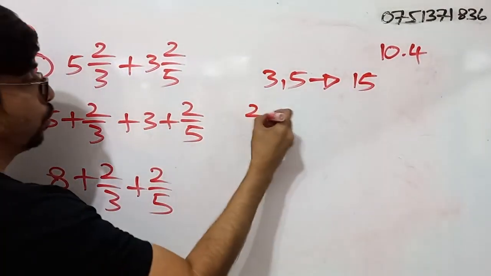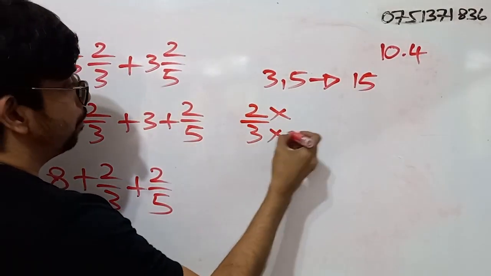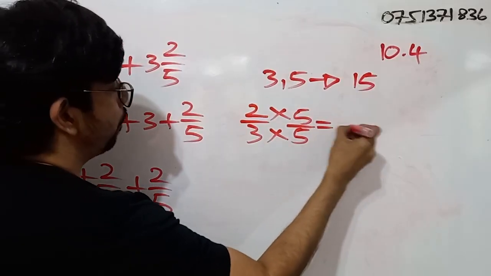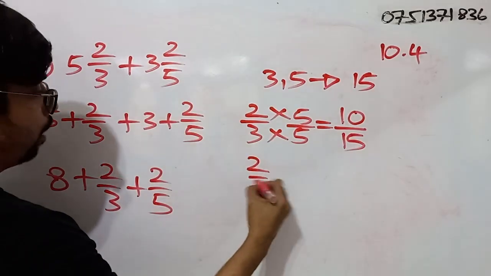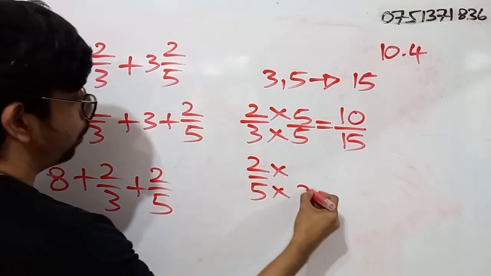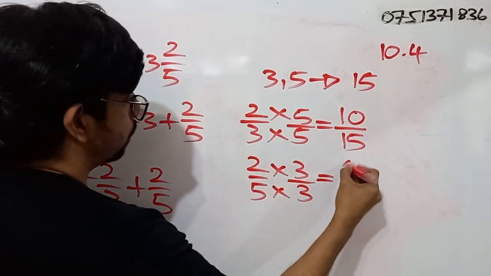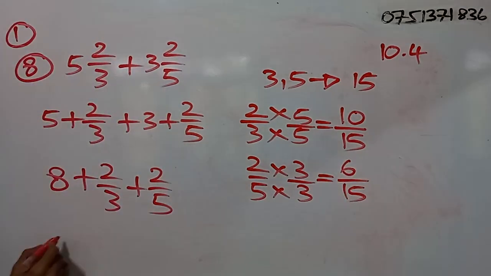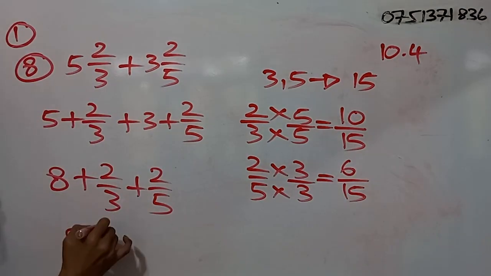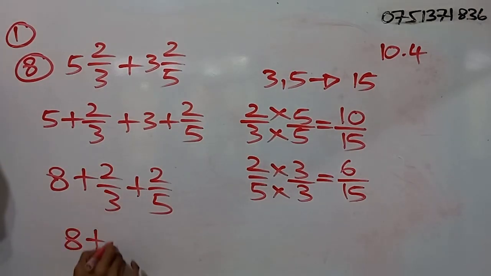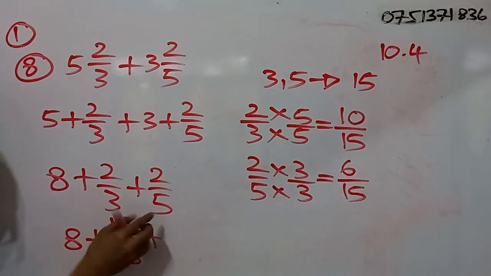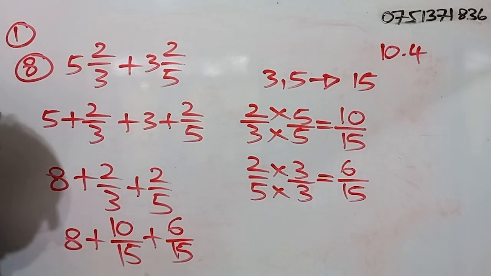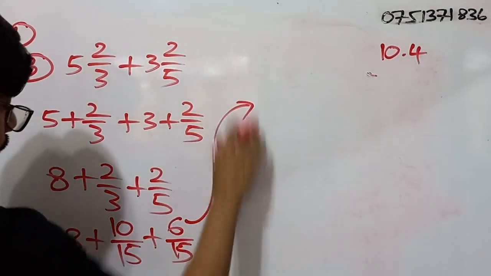15. So 2 by 3, I'll multiply both denominator and numerator by what? 5. So this becomes what? 10 by 15. 2 by 5, I'll have to multiply both denominator and numerator by 3. So this becomes 6 by 15. So 8 plus 2 by 3, so instead of 2 by 3, I can use 10 by 15 plus, instead of 2 by 5, I can use 6 by 15. Okay, so I will continue on this side.